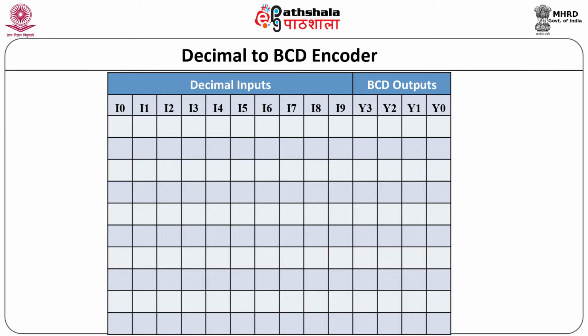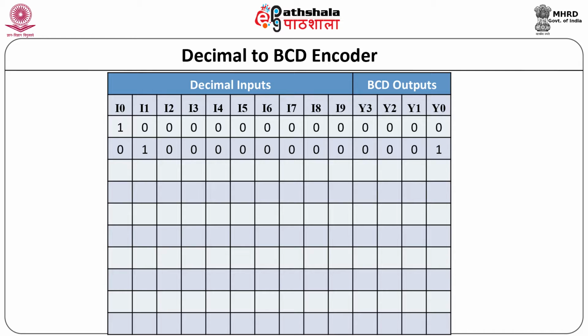Note the encoder assumption that only one of the inputs is activated, that is at logic 1, and other inputs are not activated. In linear encoder, only one input is active at a time. Let us consider I0 is equal to 1 and other inputs are at logic 0. The binary output for this combination is all 4 bits 0. Let us consider I1 is equal to 1 and other inputs are at logic 0. The binary output for this combination is 0, 0, 0, 1.